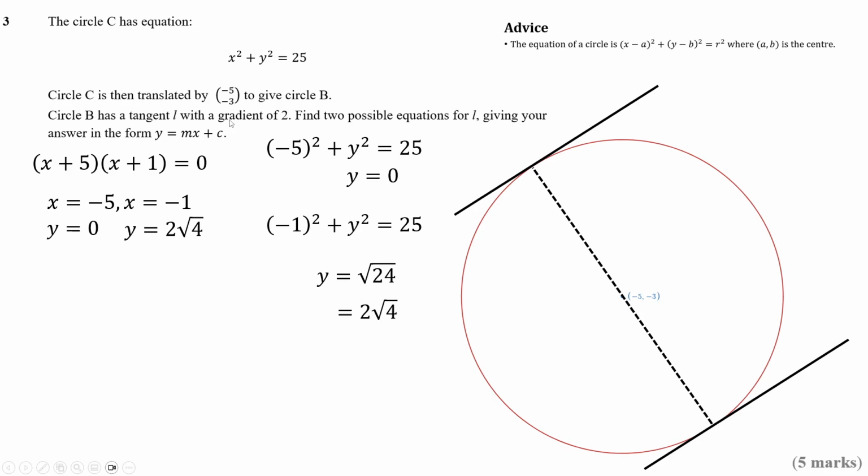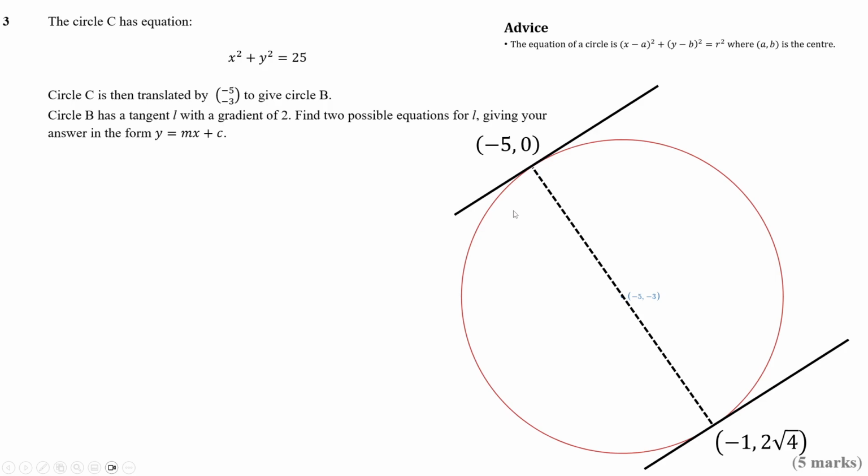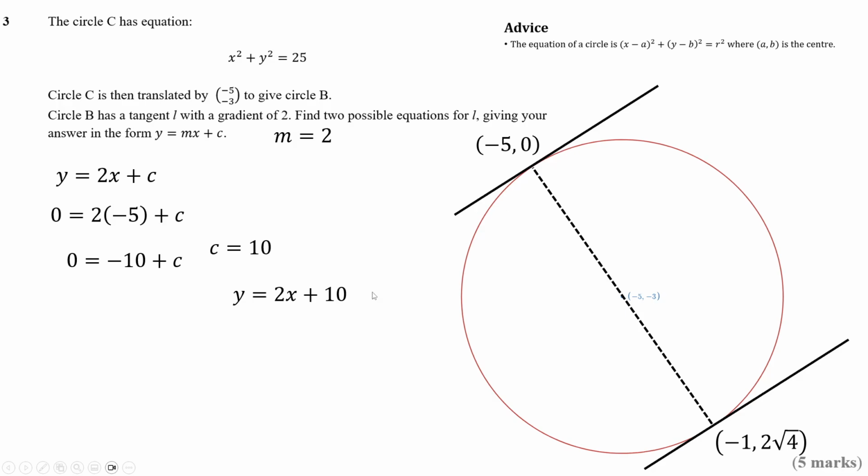And now we actually need to find the equations of them, not just the points. But it's fine now, because say this was -5 and 0, and then this is -1 and 2 root 4. We already know what the gradient is. It's 2 here and 2 here. So you can just plug it into y equals mx plus c. M equals 2, so y equals 2x plus c. Plug in -5 and 0 here, so you get 10 equals c. So y equals 2x plus 10 for this one here.